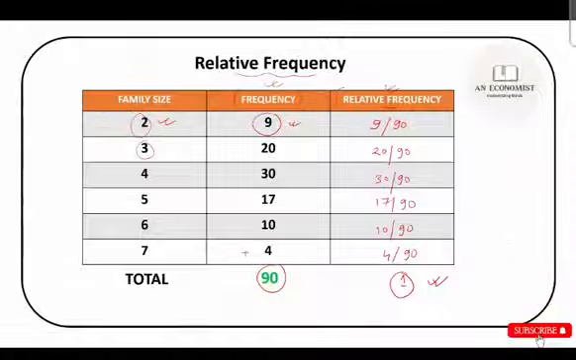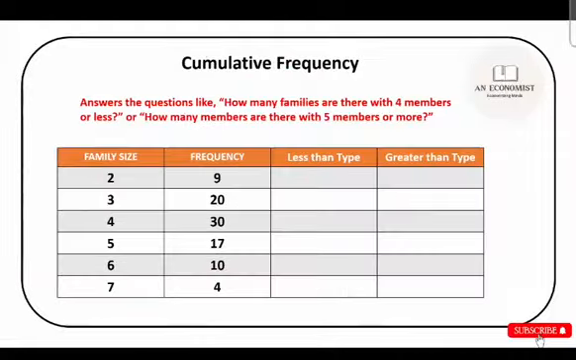So if you want to write the frequency in the relative sense, this is another measure. Sometimes statisticians don't even consider this frequency column, and they just take into account the relative frequency terms because they are more statistically important. And finally we'll see something called the cumulative frequency. Cumulative frequency answers the question like how many families are there with 4 members or less, or how many families are there with 5 members or more.